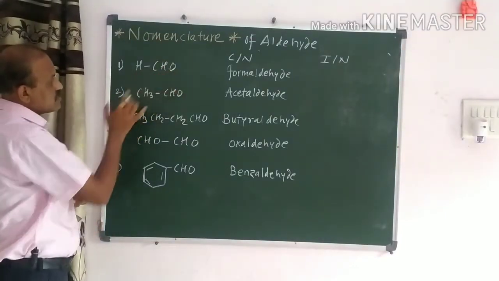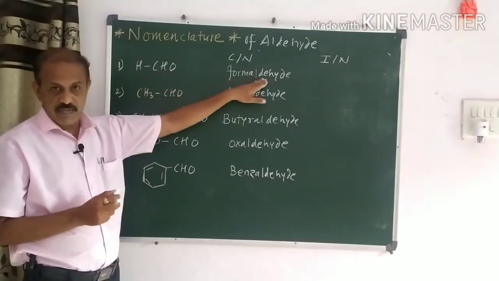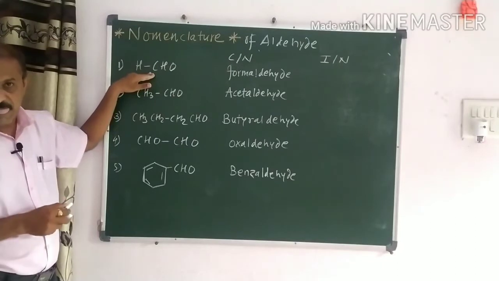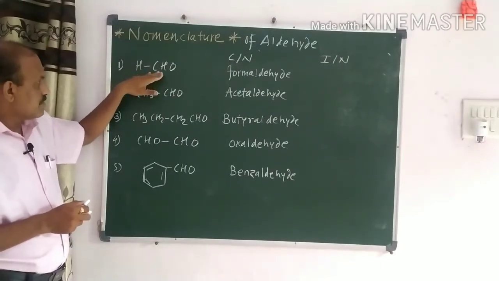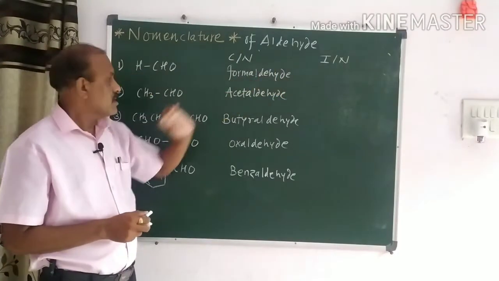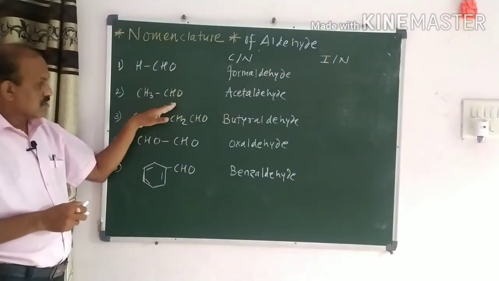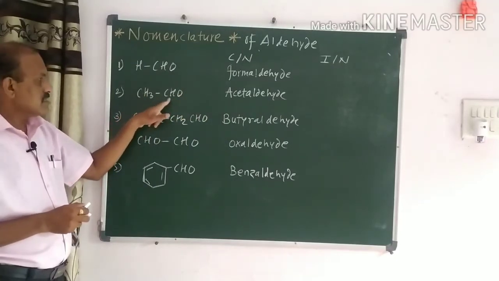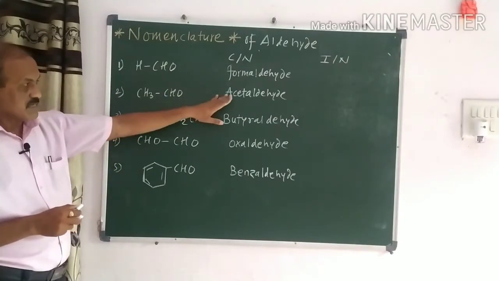This is HCHO. No doubt the common name of this is formaldehyde. The source of this is formic acid. From the formic acid, IC acid is replaced by aldehyde, and we get formaldehyde. Then the second one is CH3CHO. This is actually acetaldehyde, but its source is acetic acid, CH3COOH. On oxidation we get acetic acid, so acetaldehyde.